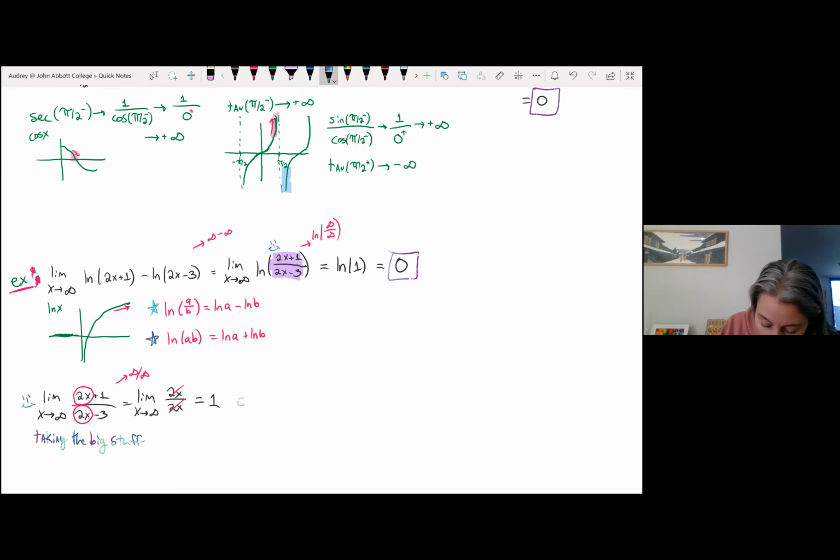Now, I do want to note that we could have done this with L'Hopital's rule. Limit as x goes to infinity, I'm just going to apply it here. And we would have just gotten 2 over 2, which is equal to 1. But again, our goal is to get fast at doing this so that when we look at that, we don't have to spend time thinking about how do I apply L'Hopital's rule and actually applying it. We can just be like, that's ln of 1.